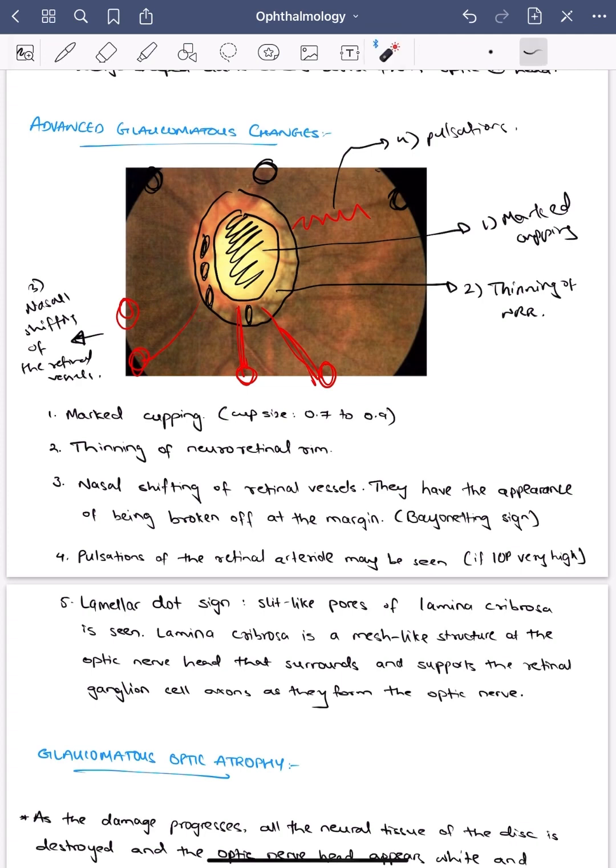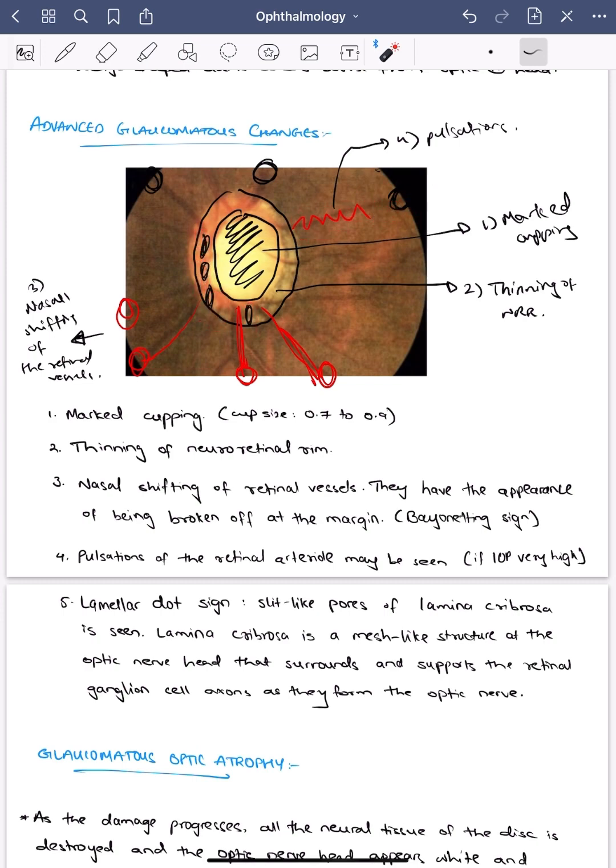So again, if this is the optic disc, we have a large optic cup. Because of the large optic cup, there is thinning of the neuroretinal rim. There is a nasal shifting of the retinal vessels, and they appear as being broken off at the margins, and this is known as bayonetting sign. The fourth is pulsations of the retinal arteriole, and the fifth is the lamellar dot sign, that is slit-like pores in the lamina cribrosa.